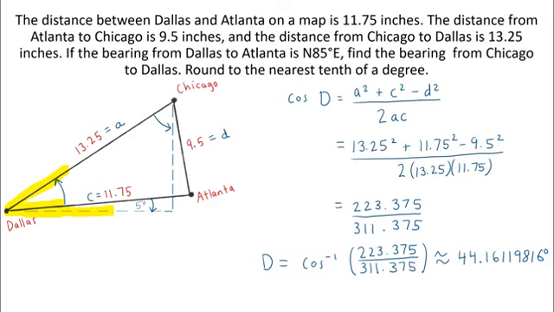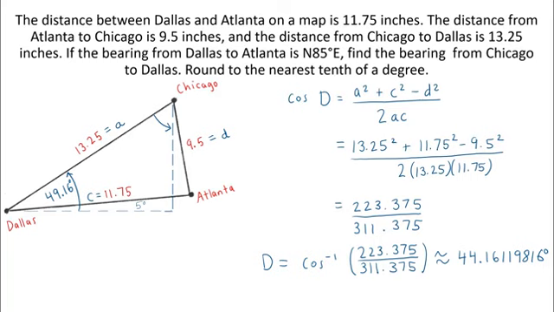So the total measure of the angle that we're looking for would be the 44 plus 5, which would be 49.16 degrees. So there we have the total measure of that angle in our right triangle. And again, that was just the 44.16, which was the measure of angle D, plus the 5 degrees. And that's where we got the 49.16 degrees.